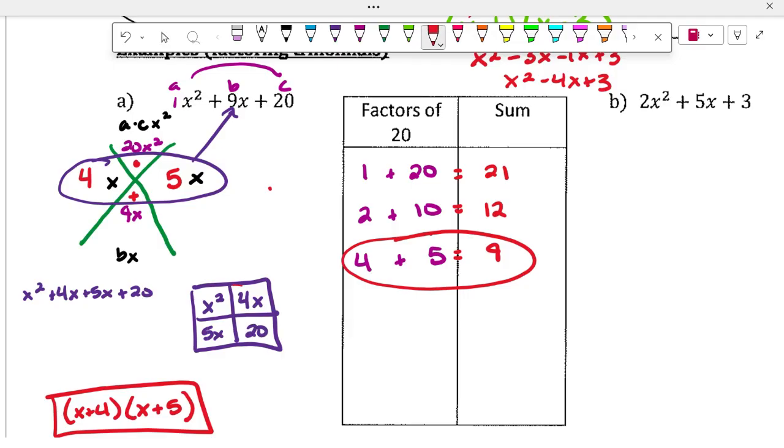What's the GCF of the first row? x. GCF of the second? 5. GCF of this one? x. GCF of this one, 4. You still get x plus 4, x plus 5.